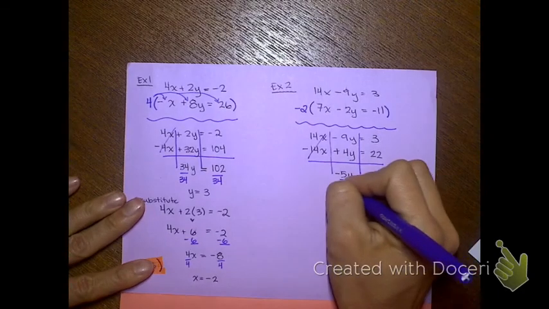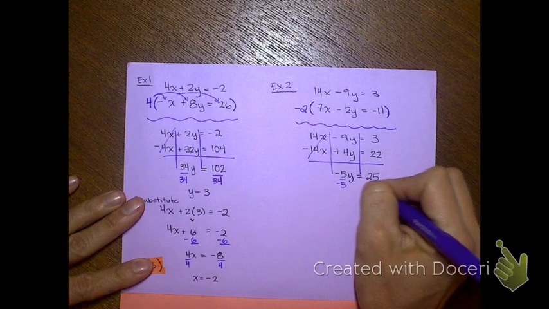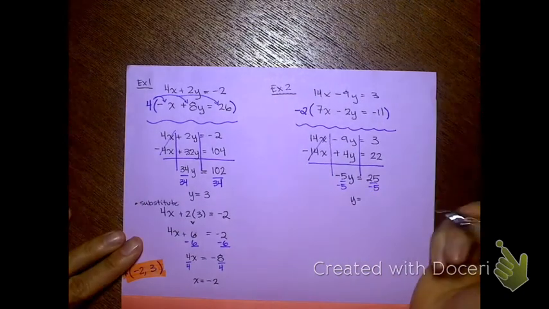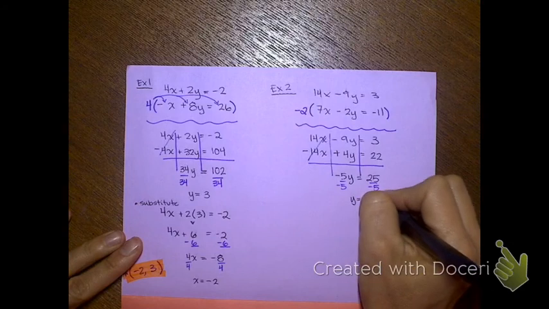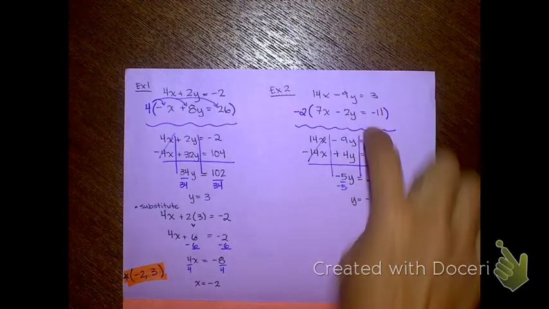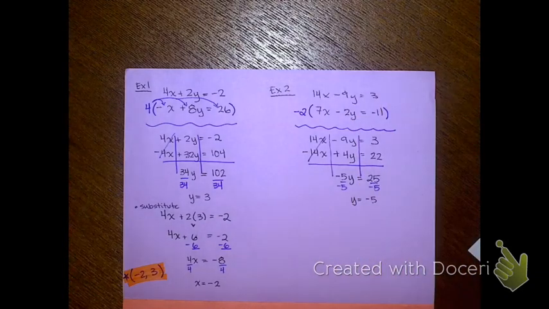Divide by negative 5. Yep, divide. Okay, and so what do we get? Negative 5. Okay. So now we have our y value. Am I finished with the problem, though? No. I want to take that y value and plug it into one of my original equations, the one that I think is easier to work with.